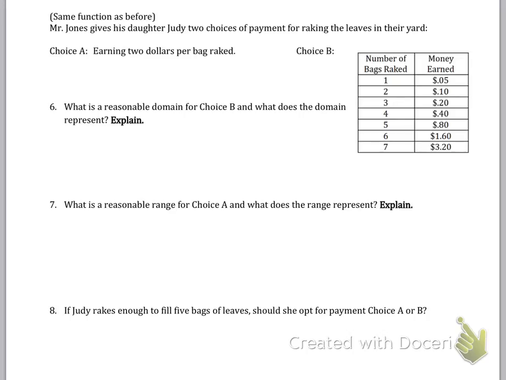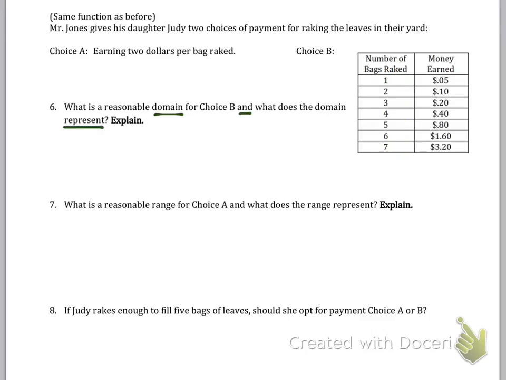So number 6 is continuing with the same situation. We ask, what is a reasonable domain for choice B, and what does the domain represent? We haven't talked a lot about what the domain represents, so this is good to pay attention to in this part of the problem. First of all, the domain is right there for choice B. Now I didn't include 0 here, but you could imagine if we raked 0 bags, we would make 0 money. So I would say that is perfectly fine to include that in the domain.